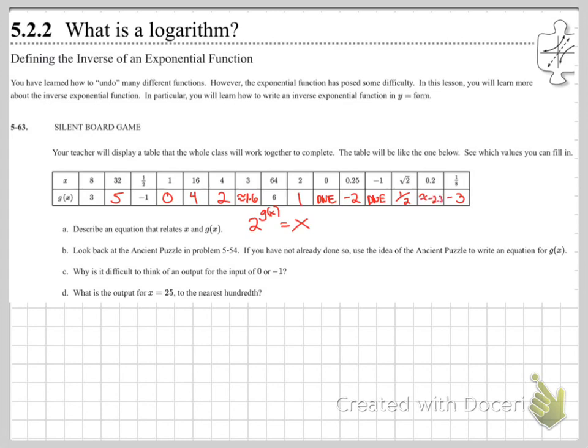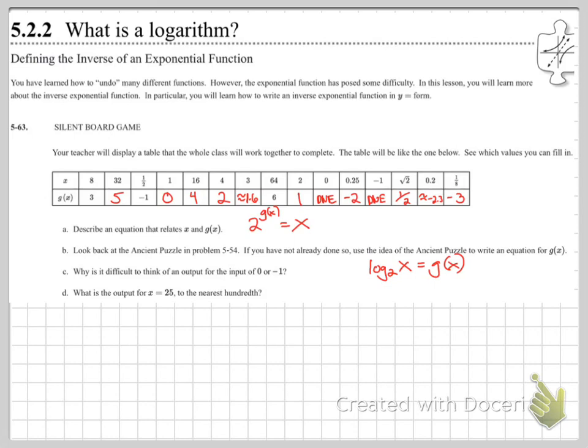So describe the equation in relation to x and g of x. So that's what we did. 2 to the g of x equals x. Look back at our ancient puzzle problems. If you've not already done so, write an equation for g of x. So remember, log base 2, because the base is 2, and then of x, that's going to equal g of x. It gets the exponent out of the air. Logarithms get the exponent out of the air.